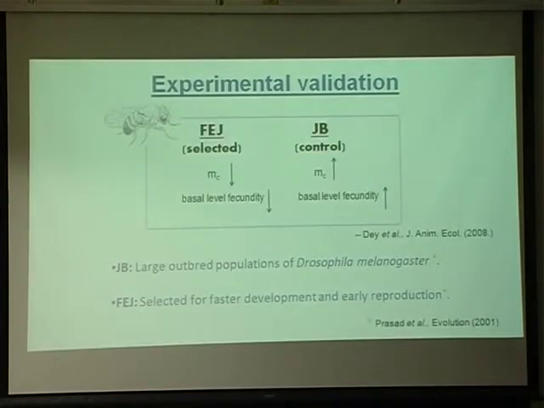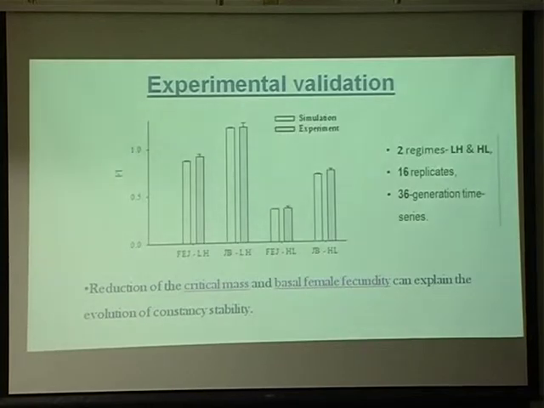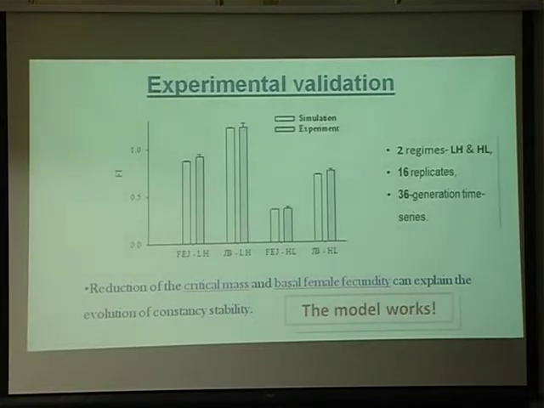Interestingly, in one selected line of Drosophila, we did see lower levels of critical mass and basal female fecundity, and we modeled exactly the same way. The control parameters were the same; we just reduced these two and modeled the FEJ population. For two very different nutritional regimes, LH and HL, we get a reduced fluctuation index, meaning enhanced stability for selected lines. Hence, reduction of critical body mass and basal female fecundity can explain the evolution of constant state stability in this study. Hence, the model works. Thanks.